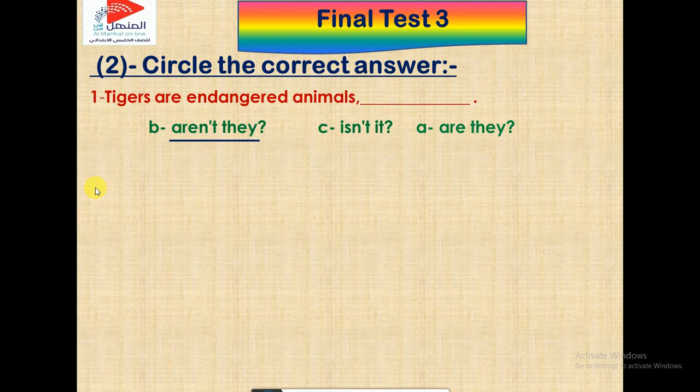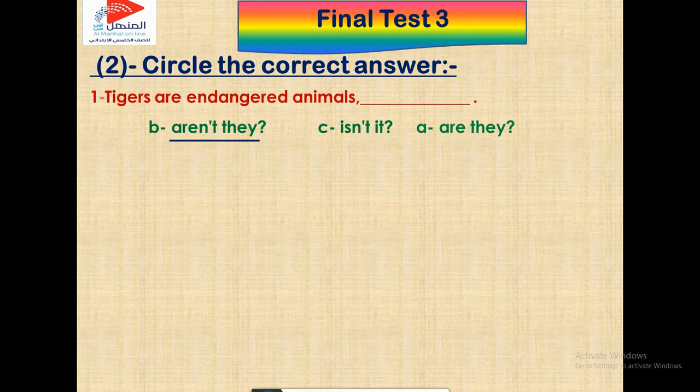But why do we use the question tag? Let me remind you, we said that before. We use the question tag to emphasize what you're saying, to emphasize this sentence, all right? So tigers are endangered animals, aren't they? Means that's true, all right? I assure that piece of information. Or sometimes we use the question tag if you want the listener to agree with your opinion, or if you're asking somebody's opinion, all right? Like when you say, it's a very beautiful car, isn't it? So I'm asking your opinion, all right?